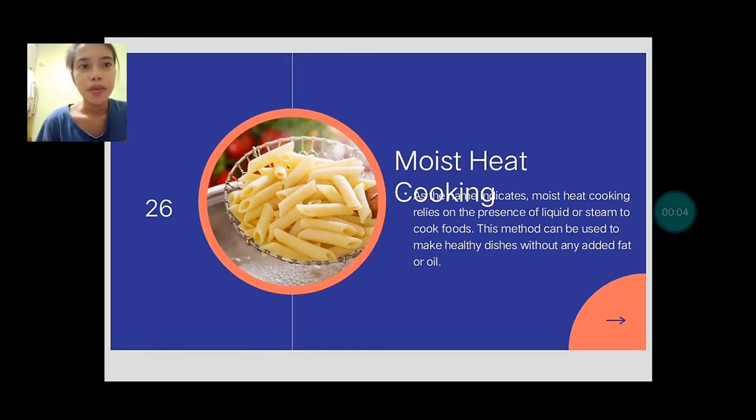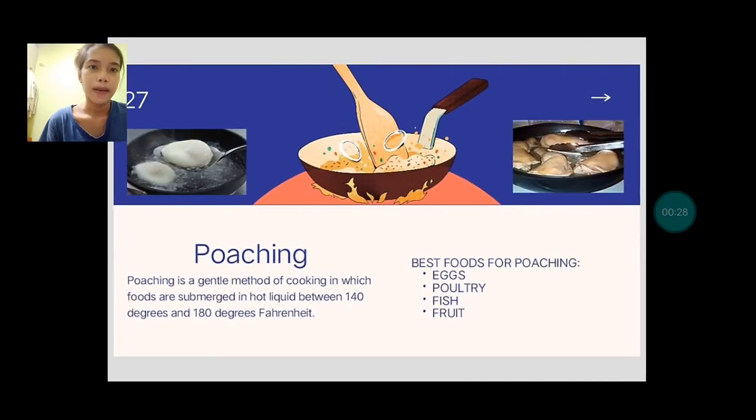Okay, so let's talk about moist heat cooking. As the name indicates, moist heat cooking relies on the presence of liquid or steam to cook food. This method can be used to make healthy dishes without any added fat or oil, meaning there are no added preservatives to cook food. That is moist heat cooking.